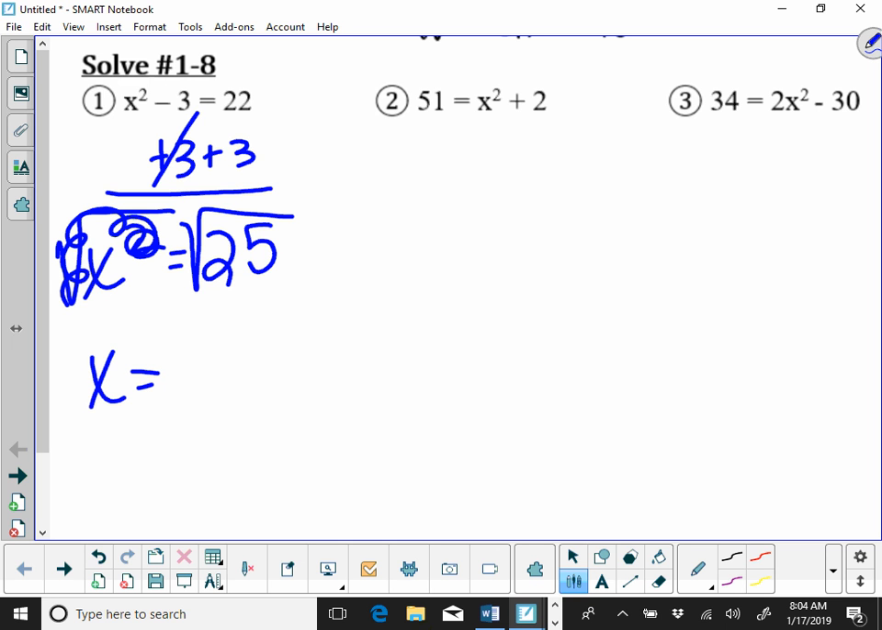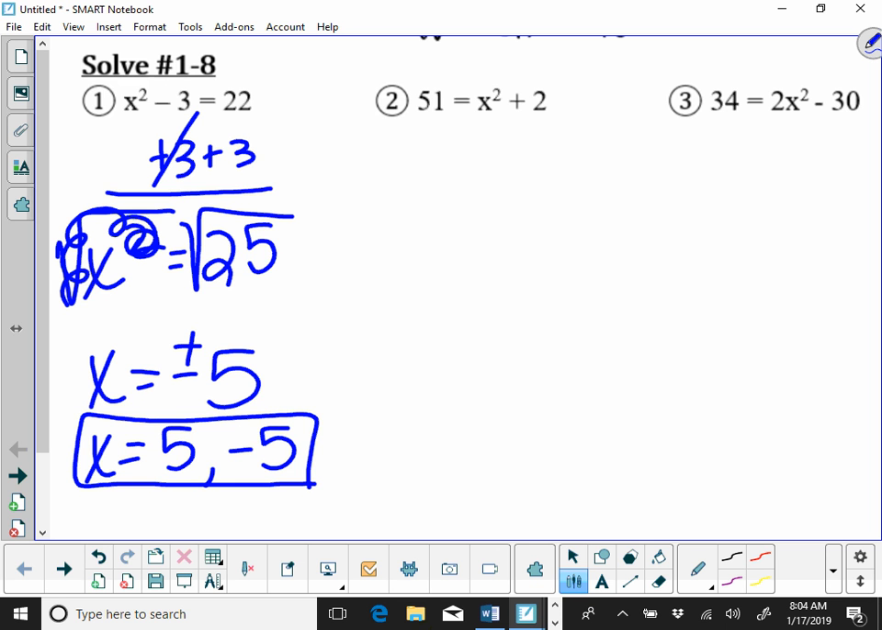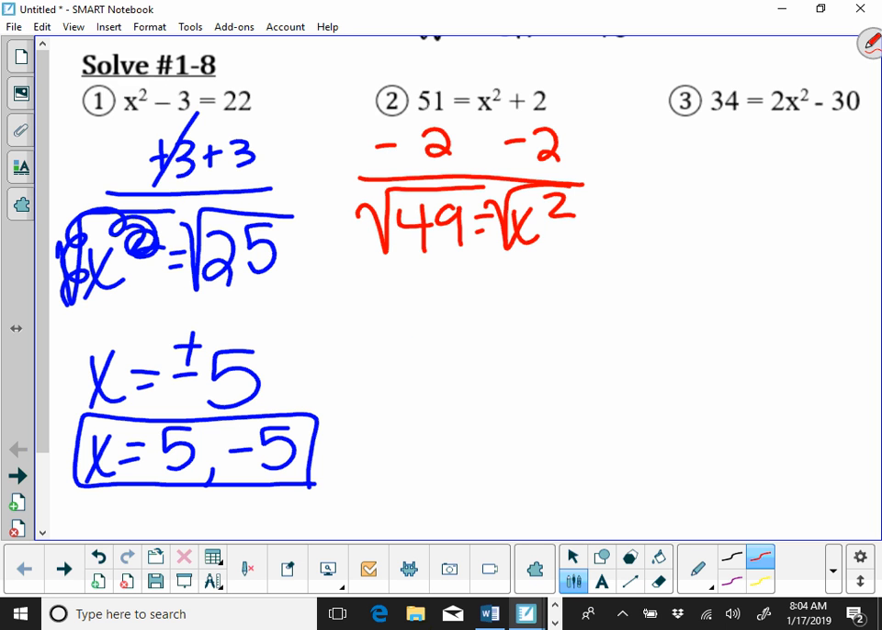And just don't forget, whenever you take the square root of 25, most of you are going to say 5, but we have to have a plus and a minus. So x could equal 5 or negative 5. Don't forget that plus or minus, that's key. So the same thing you would do here for number 2. You're going to subtract 2, which is going to give us 49. And then we're going to take the square root. So it's going to be x is equal to plus or minus 7.